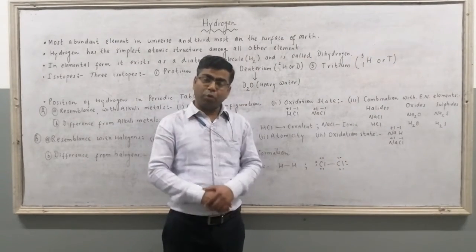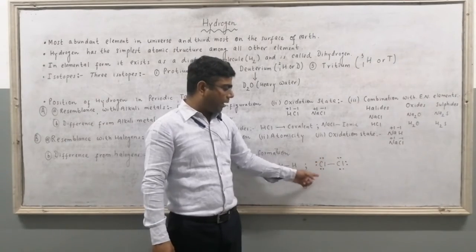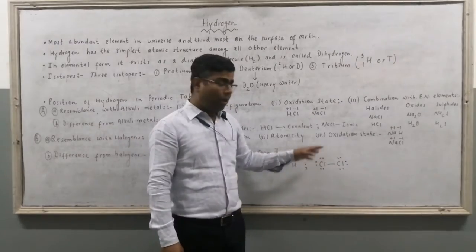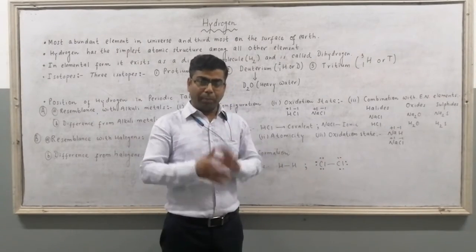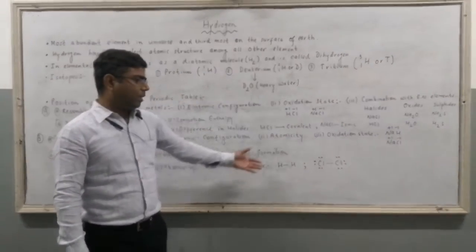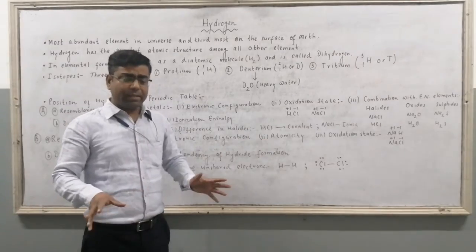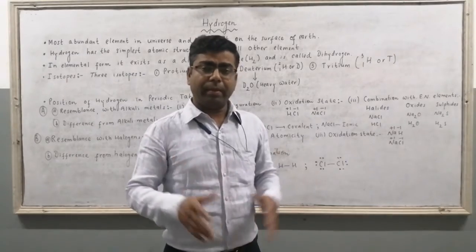What about the 6 electrons? The 6 electrons will form 3 lone pairs of electrons over each chlorine atom. So here lone pairs of electrons, or non-bonded electron pairs, or unshared electron pairs are present, but in hydrogen there are no unshared electron pairs. So this is a brief introduction of hydrogen.